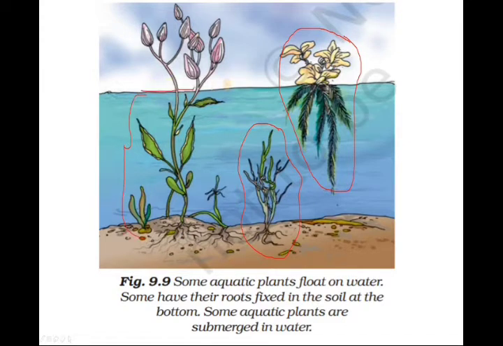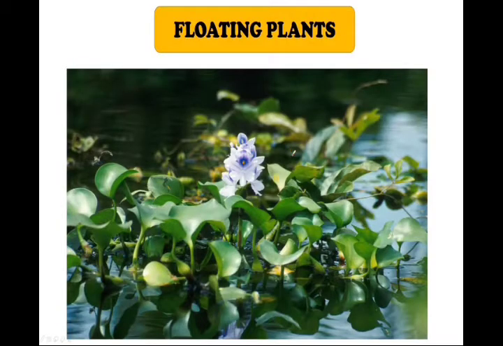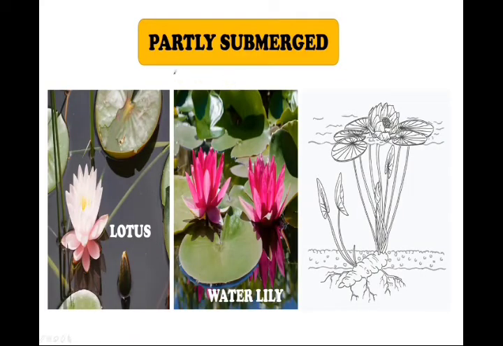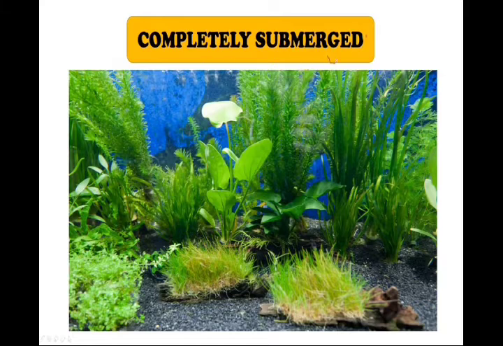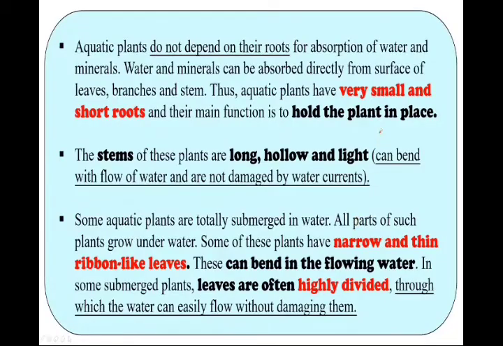Some aquatic plants are submerged in water. Submerged in water, and look at this plant. Yes, these plants have a deep root that is fixed in the soil. But look at here. These are floating. Look, this root is not fixed. But this is partly submerged, like water lily and lotus. You can just pluck it up. These are completely submerged plants. These are the completely submerged plants you can see under the sea.